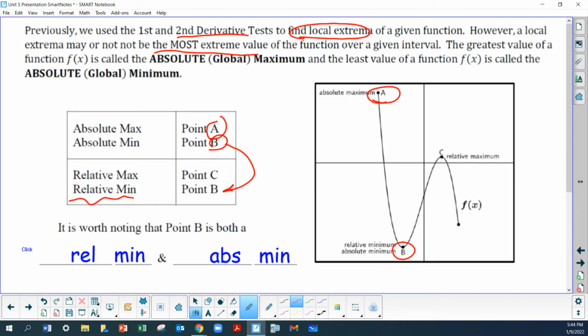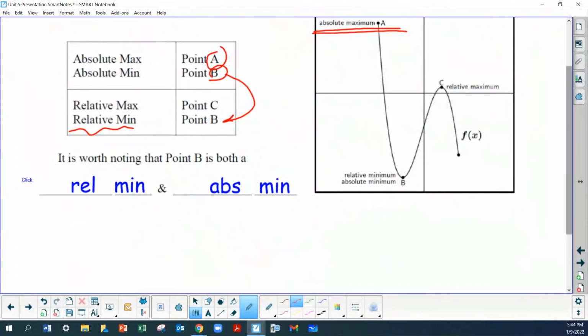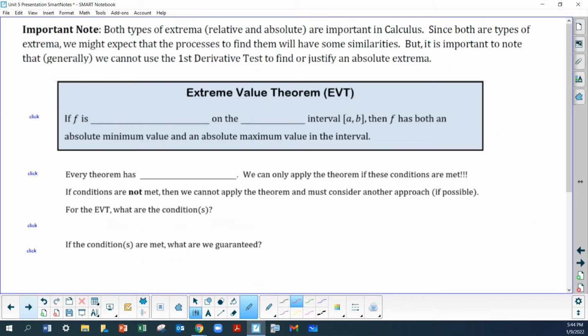It occurs in the interior of the interval where relative mins can be identified. However, we also have this possibility that an absolute min or max can occur on the endpoints. So today we're going to take a look at how to discover where it's at. Both types of extrema are important in calculus. We might expect the process to be similar in how we find absolute extrema, but it's important to note that generally we cannot use the first derivative test alone to find or justify an absolute extrema.